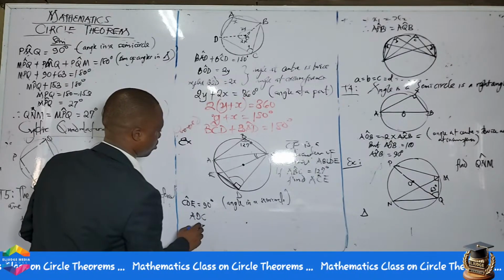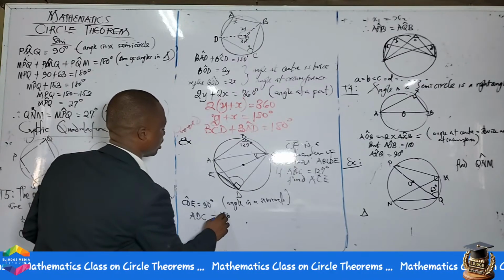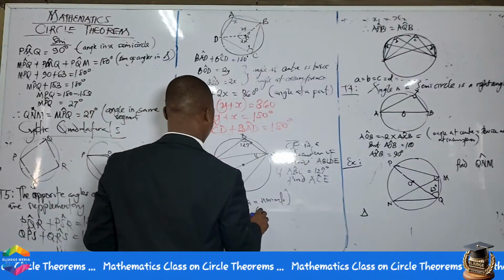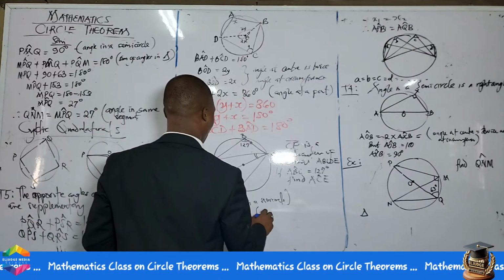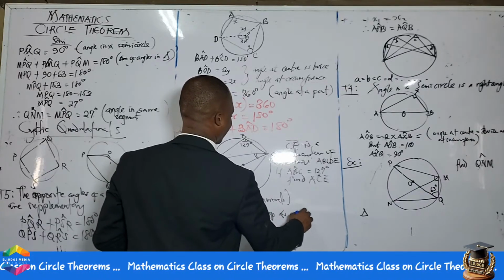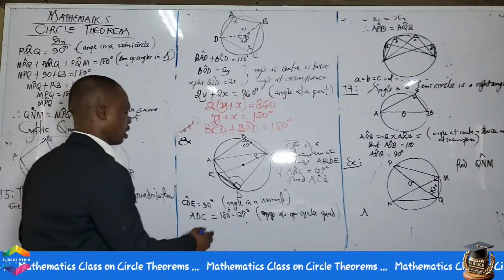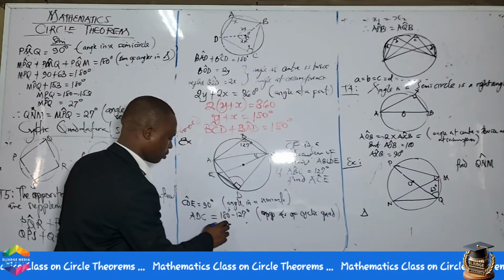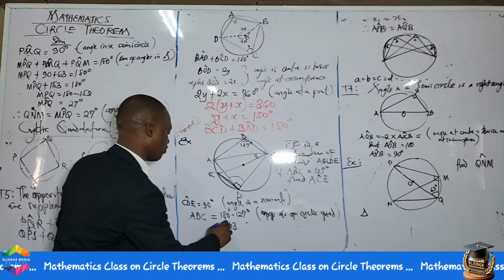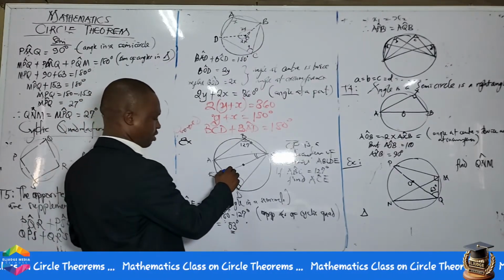ADC is equal to 180 minus 127 degrees, opposite angles of a cyclic quadrilateral, and that will give us 53 degrees. Angle ADC is 53 degrees.